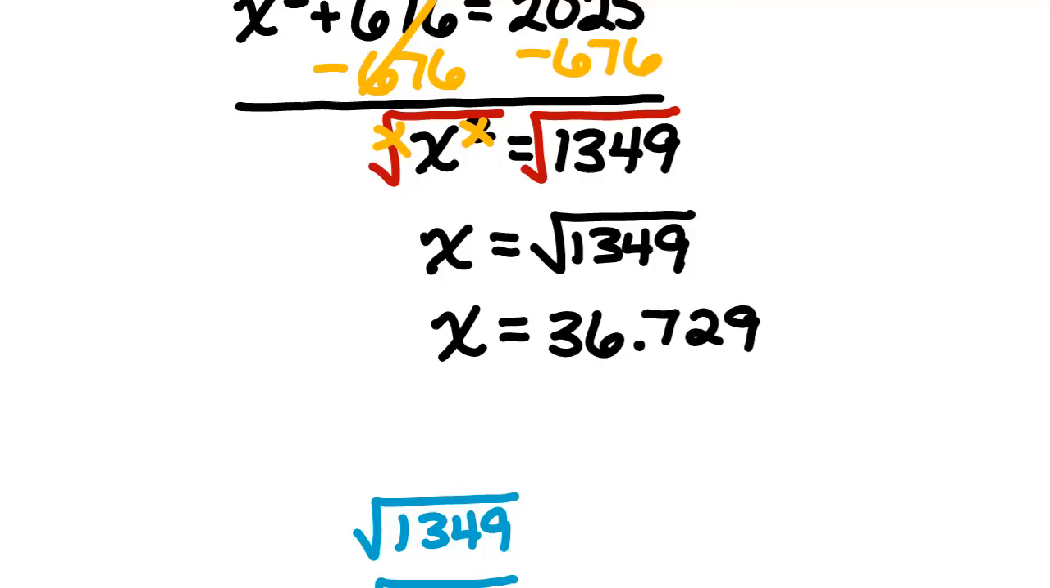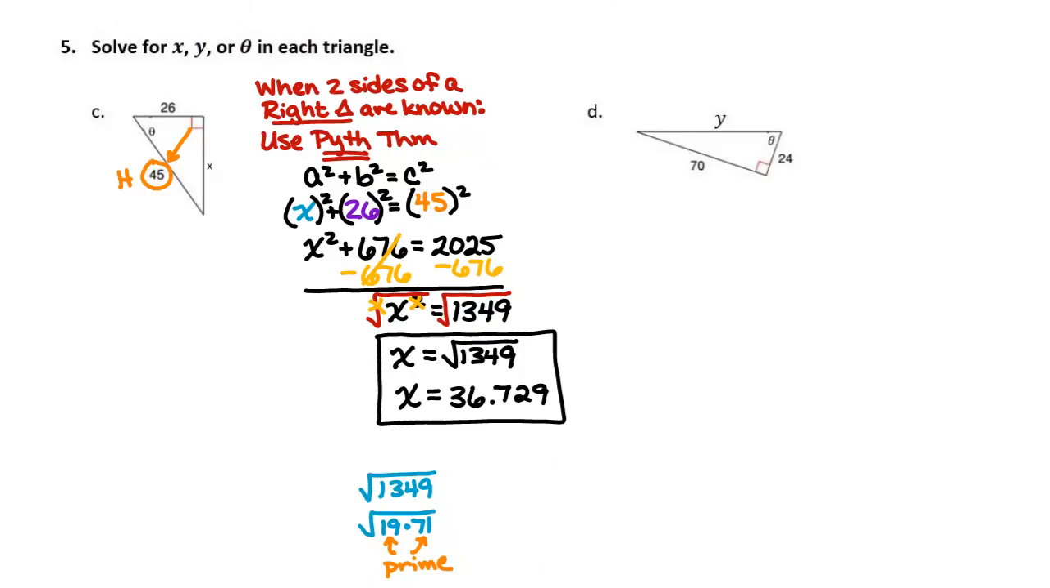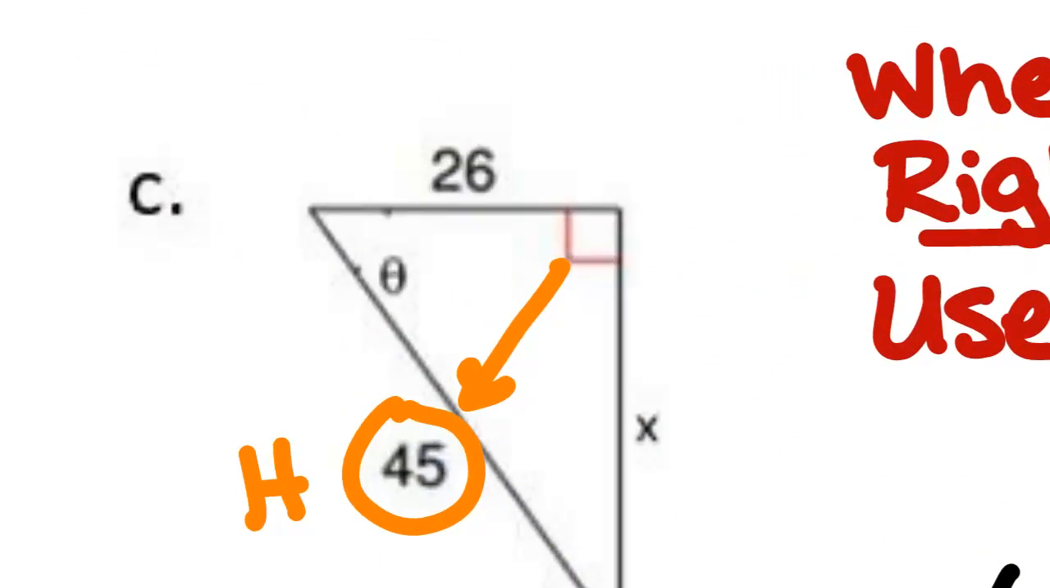36.729 or 728, depending on how you round. All right. So there's our missing side. Now we need to find our angle theta. So now we're going to go through our steps to find that angle. Circle the angle up.